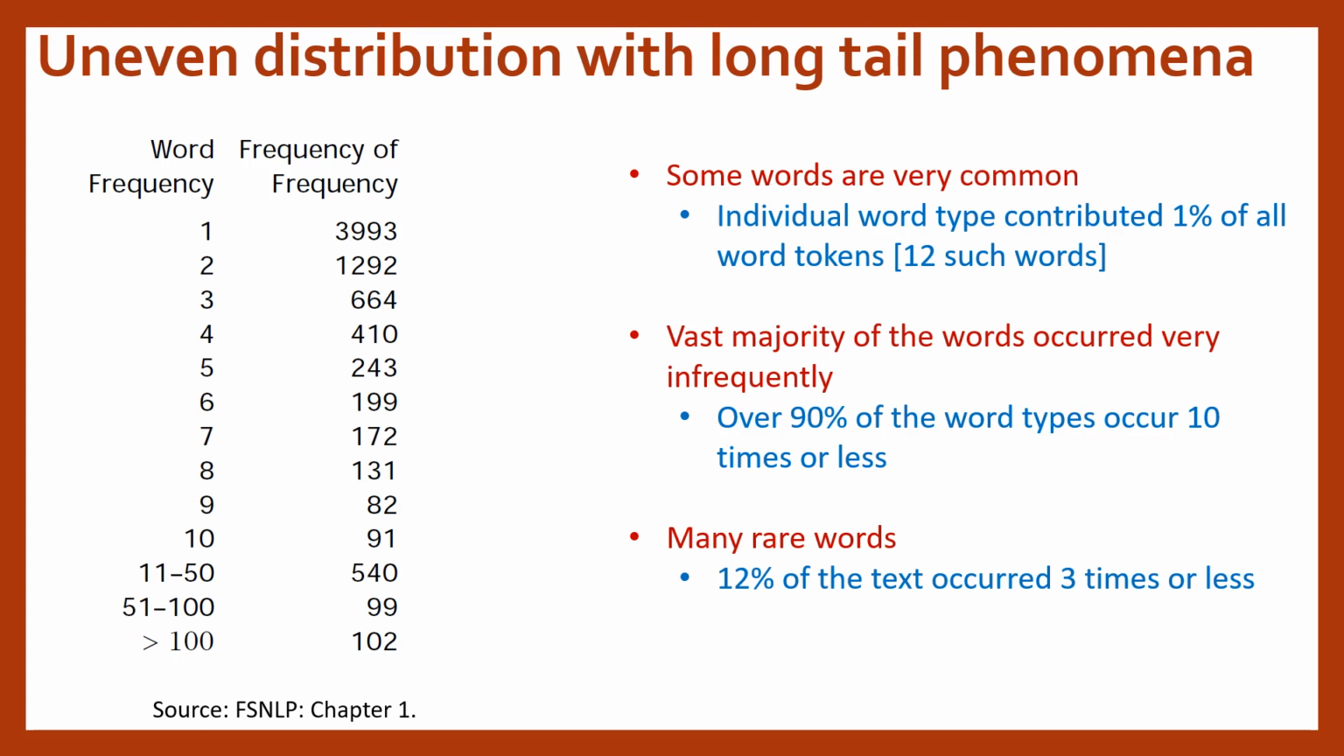What we see here is that some words are very common. There are a few words which are very, very common, and most of those are function words. And then we have many rare words, and that's what we call this uneven distribution, the long tail phenomenon. Long tail indicates that there are many, many words which appear, but with very low frequency.